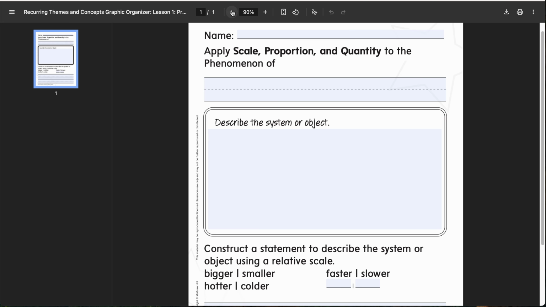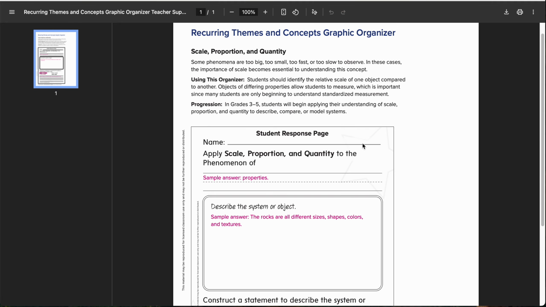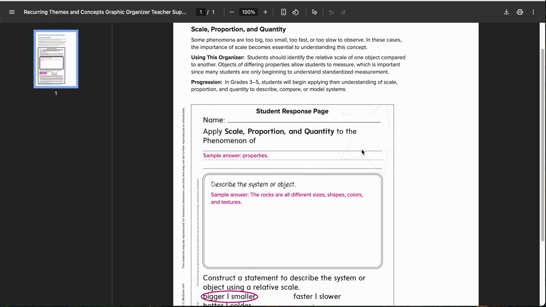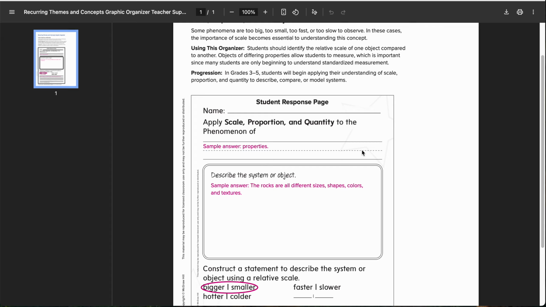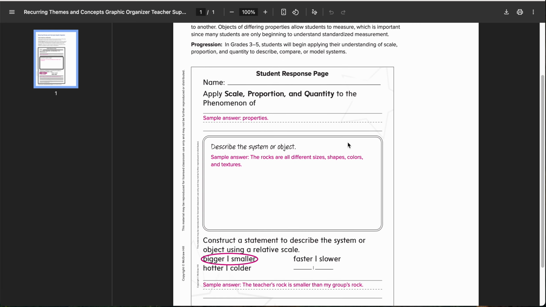This is the graphic organizer, the student-facing one. You would fill in the phenomenon or what it is that you're talking about. There's a place for students to write or draw to describe what you're talking about. And then there's a space for them to construct a statement. You also have the teacher-facing version to see what they are thinking we are supposed to fill in here. It gives you some ideas about how to use the organizer and where students go in the next grade band. We'll look at some of this in just a little bit.